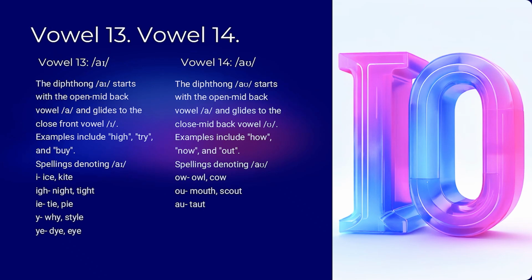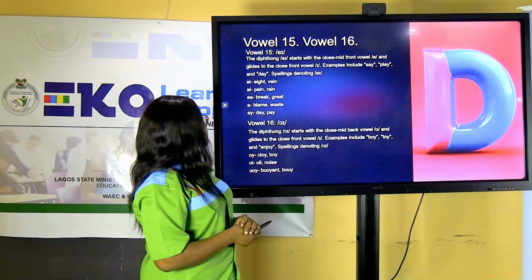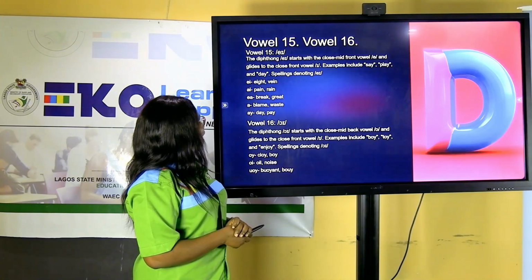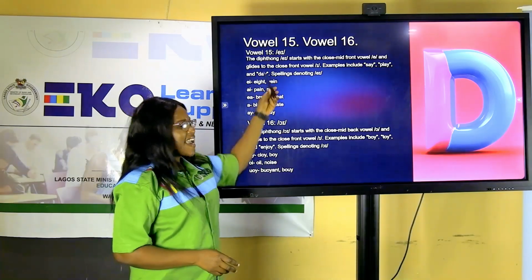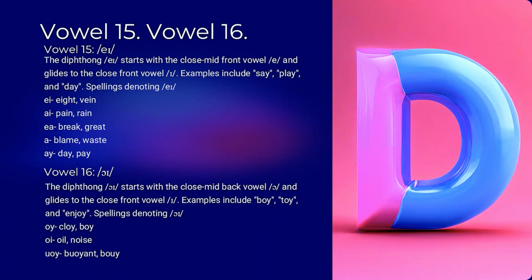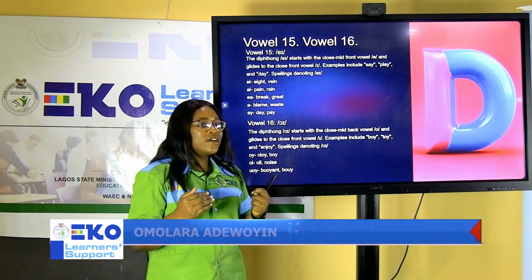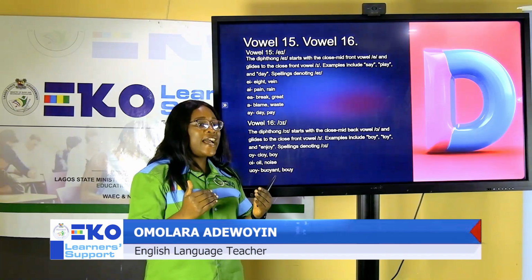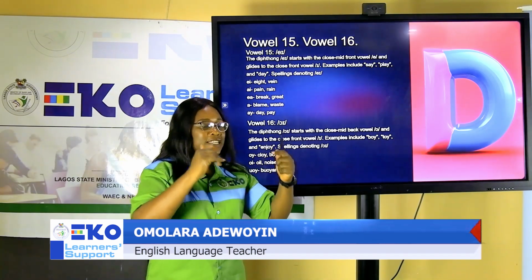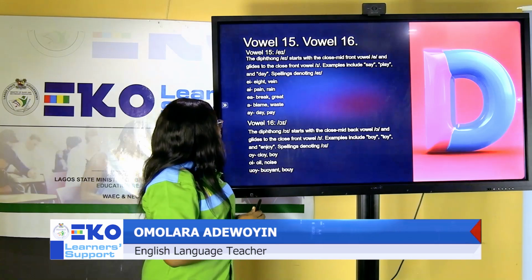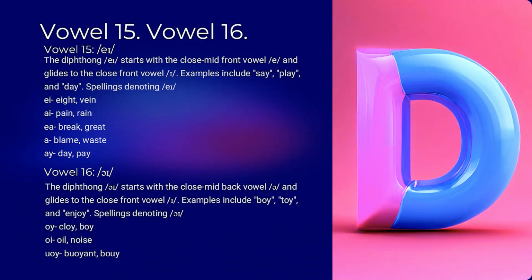Okay, let's move on to the next set of vowels. We have this vowel sound A. It's a closed mid-front vowel. It starts as a closed mid-front vowel and glides onto a front vowel E. When you pronounce E and E, you would realize that one is more front than the other. So we have A. Look at the examples we have here.